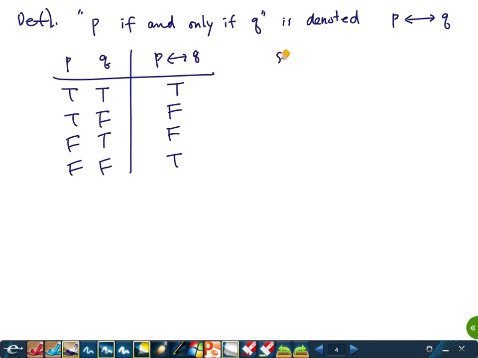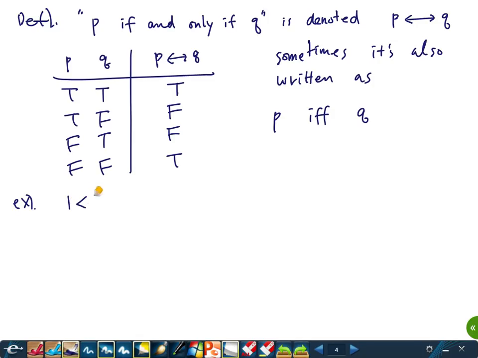This is also sometimes, in many math books or lectures, written as follows: P iff Q. This should be understood as a shorthand for P if and only if Q. So, 1 less than or equal to 5 if and only if 2 less than or equal to 8. Is this true or false?